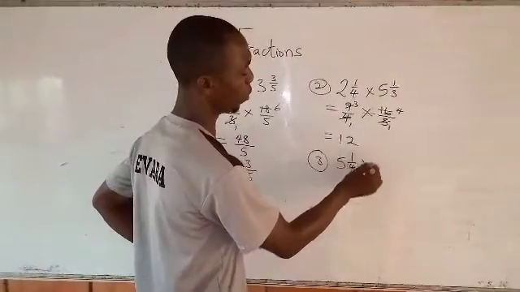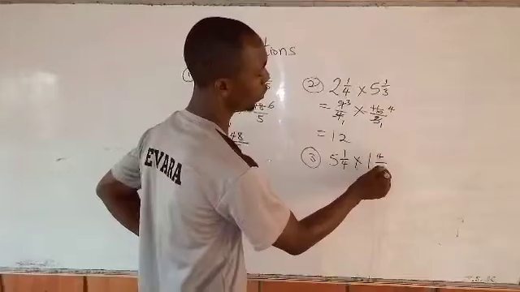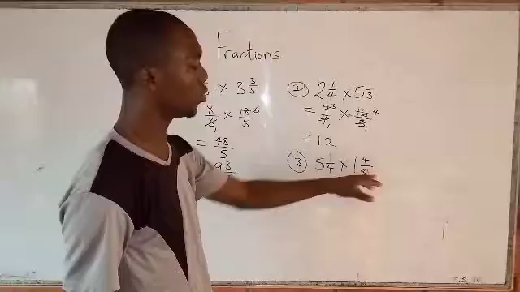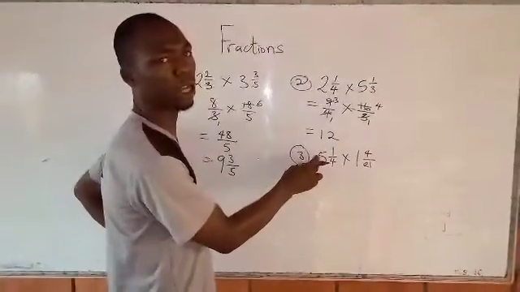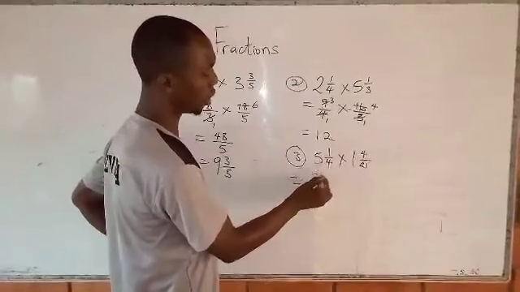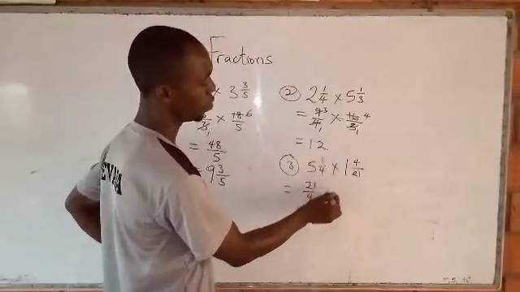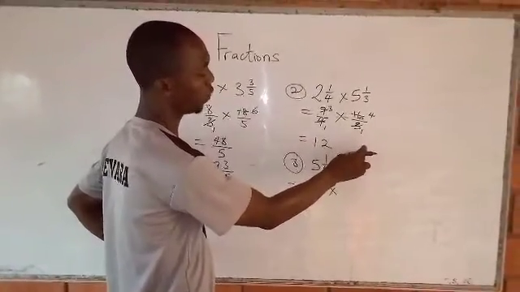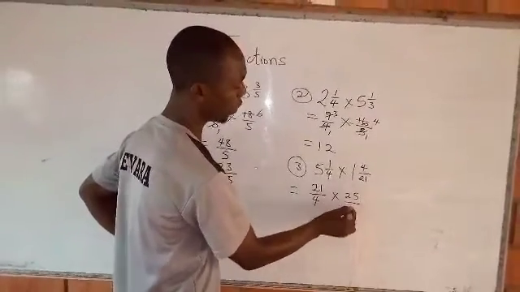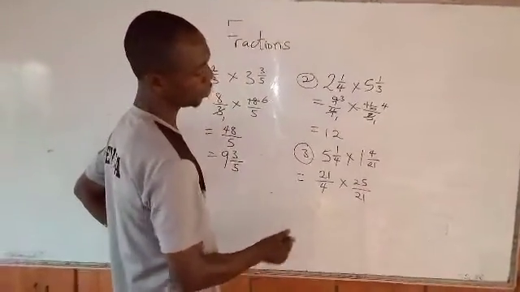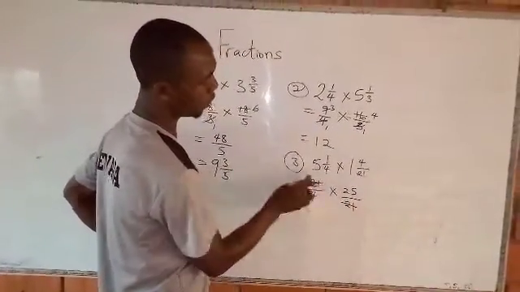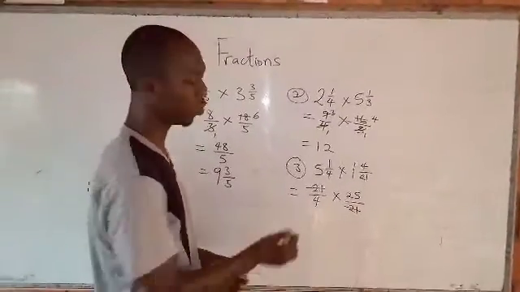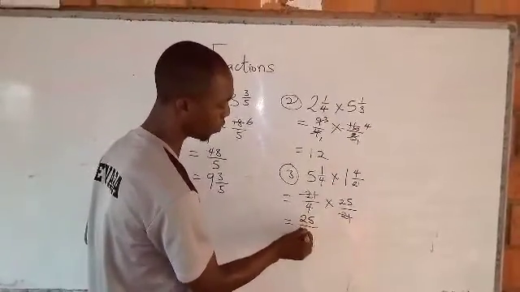The last example under multiplication: 5 whole number 1 over 4 multiplied by 1 whole number 4 over 21. So once again we change each fraction to improper. 4 multiplied by 5 is 20 plus 1, that is 21 over 4. 21 multiplied by 1 is 21 plus 4, that is 25 over 21. So we simply cancel. 21 divided by 21, they are out already. 4 and 25 don't have anything in common. That means we are left with 25 over 4.